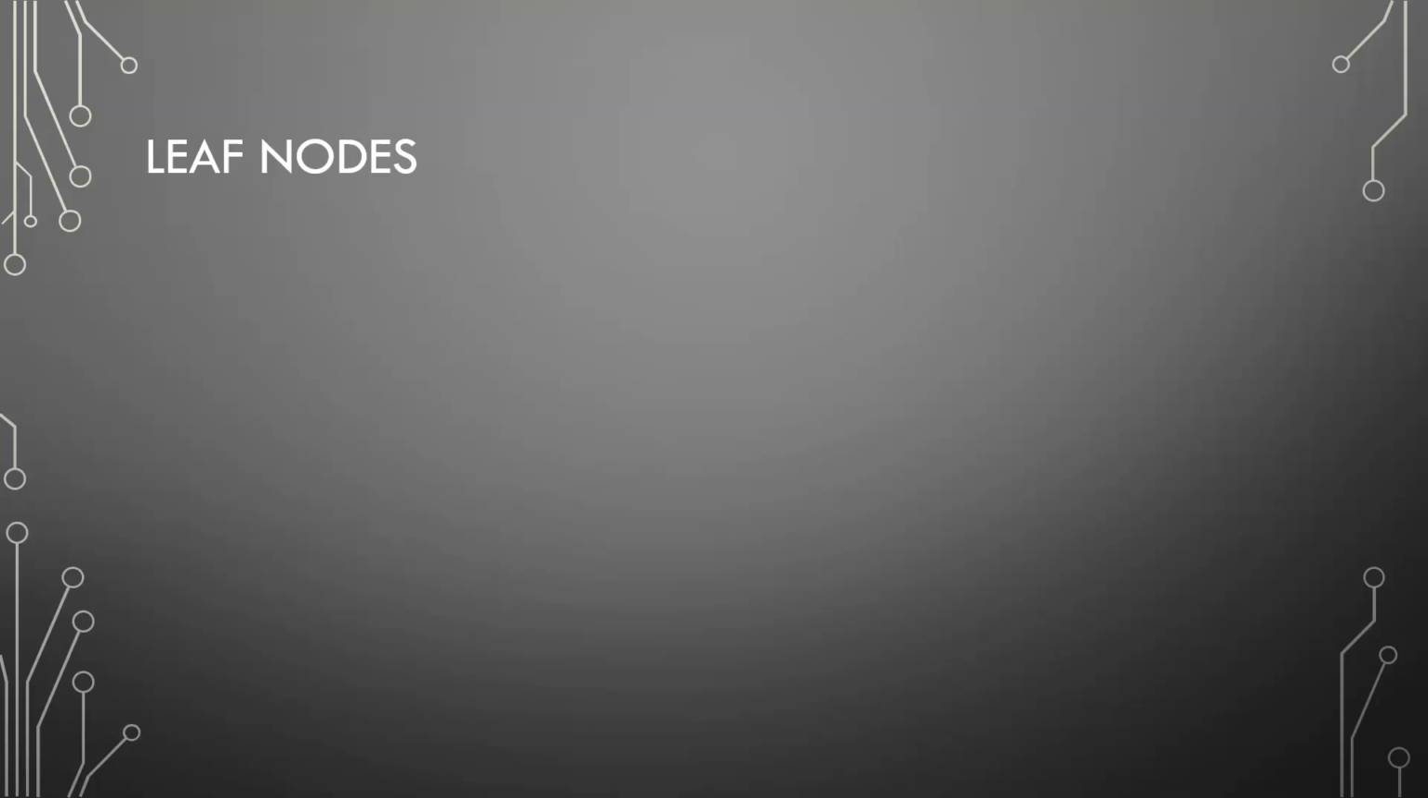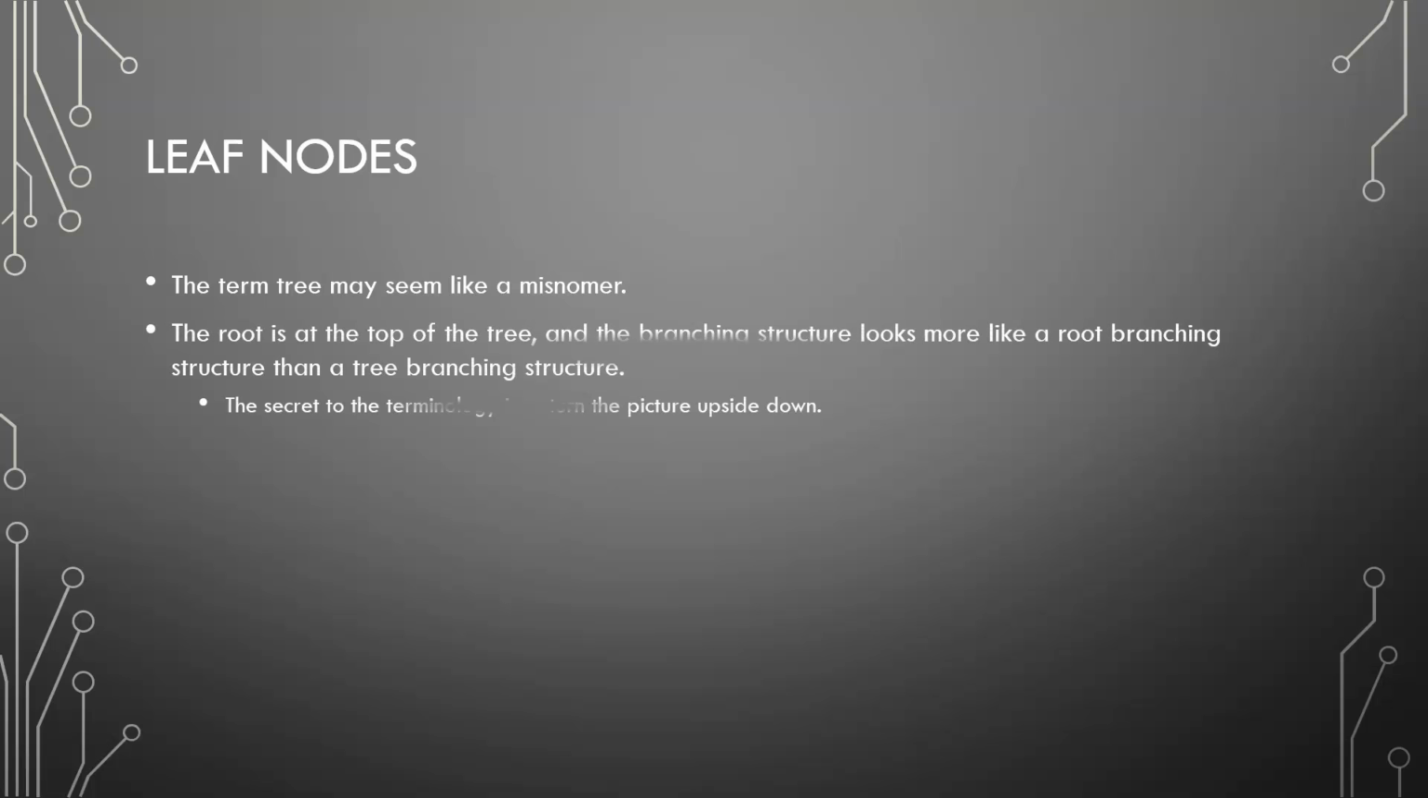All right, then you have the leaf nodes. Well, the term tree, if we look at our diagram, might seem like a bit of a misnomer because you have one thing at the top and it gets wider as it gets down. Well, the root is the top of the tree from what we're looking at, and the branching structure is more like a root branching out than a tree. If you really want to think about it, turn that tree upside down and it looks more like a traditional tree, because then you have the trunk and the branches all spreading out. So keep that in mind if you're struggling with the idea that this doesn't look like a tree. Flip the diagram upside down.